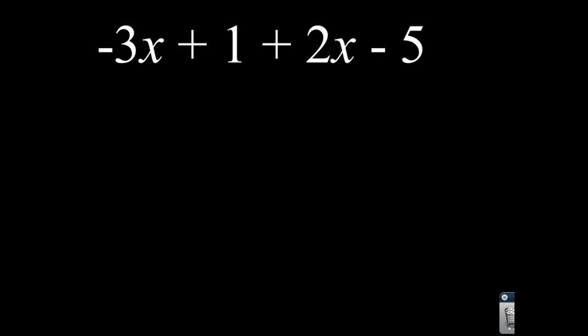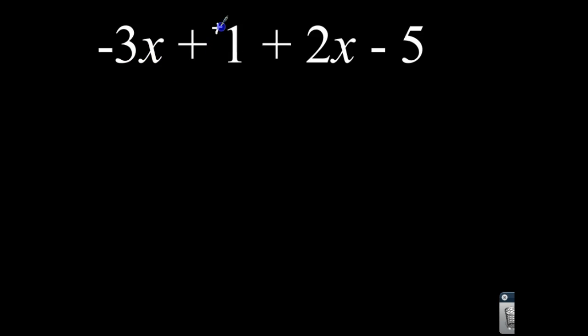Okay, let's do this. Hopefully you did okay on this. If not, the first thing we're going to do is identify our like terms, and I'm going to rearrange this. One of the things I always like to do is take everything and identify whether or not it's positive or negative. So first, this is a negative 3x.